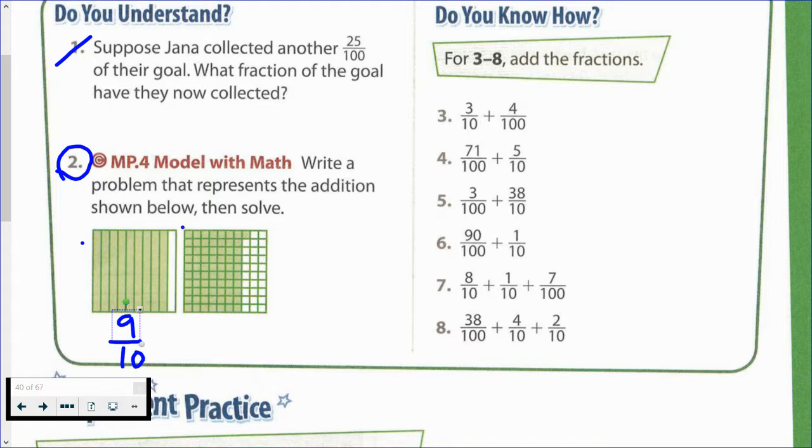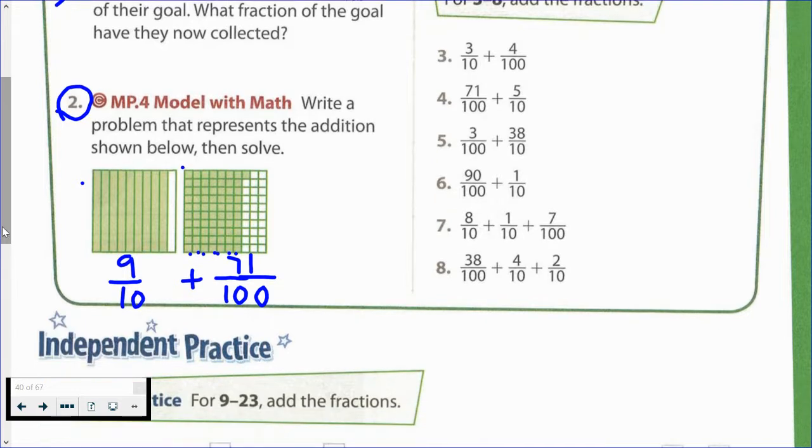Now let's look at the second diagram. We see hundredths. So let's put 100 in our denominator. And out of all of the 100 pieces, we have 10, 20, 30, 40, 50, 60, 70, plus 1, 71 hundredths. So we know to find the total, we would want to add these two quantities together. But remember, that's not going to work right now because we don't have like denominators. So we need to take 9/10 and turn it into hundredths. And we know that 9/10 is the same thing as 90 hundredths. Add that to 71 hundredths.